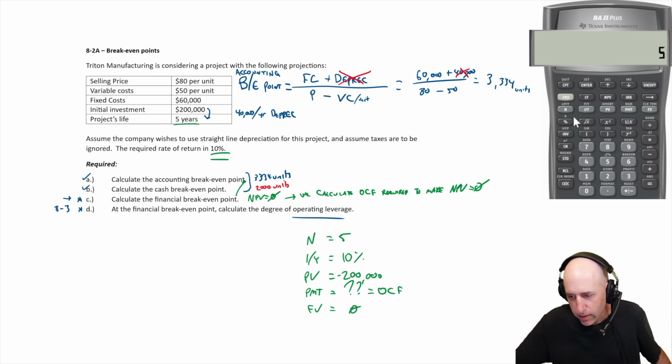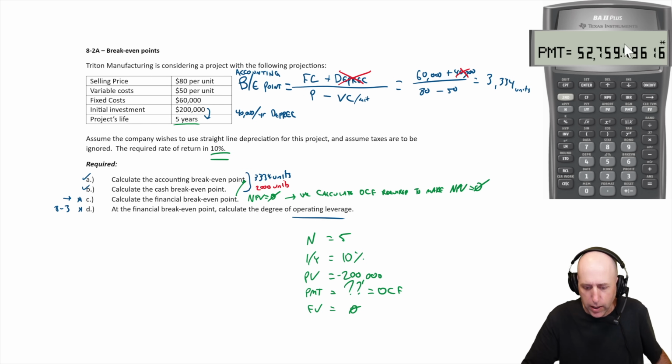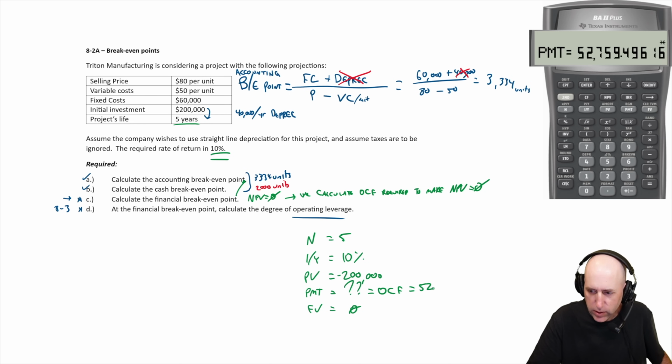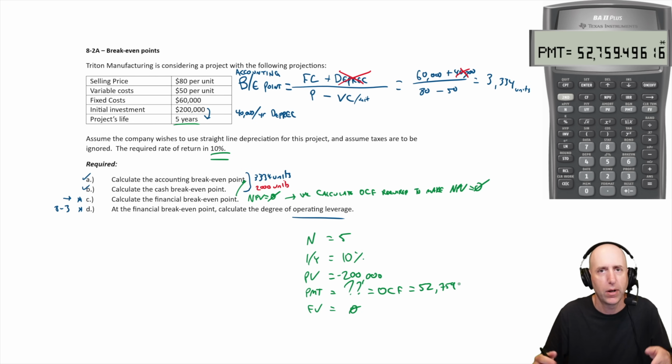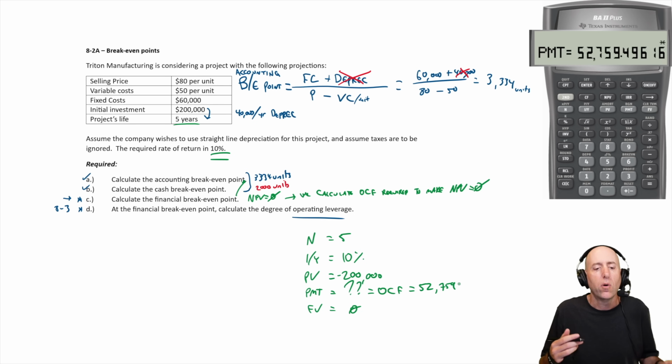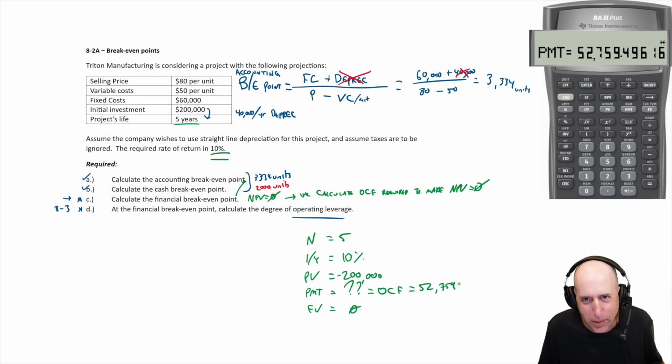So N is 5. 10 is my discount rate. Negative 200,000 is my PV. My FV is 0, and I compute PMT. I get 52,759.5, but I won't take the decimals with me. Okay, so there we have it, 52,759. That's the annual operating cash flows I need, but I still don't have my break-even point.